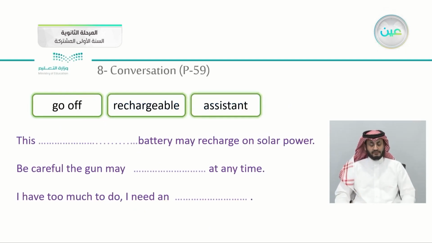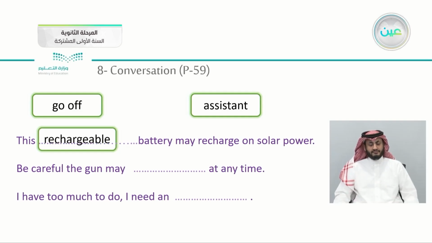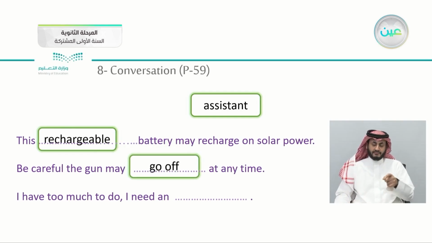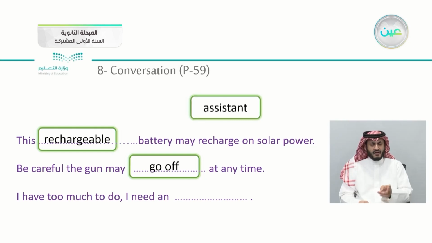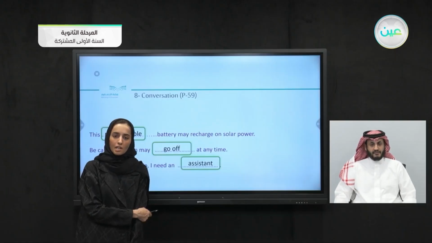Go off, rechargeable, and assistant. This battery may be recharged on solar power. This rechargeable battery may recharge on solar power. Be careful. The gun may go off at any time. Also, I have too much to do. I need someone to help. I need an assistant. Just always check the words before and after, and you will get the meaning.